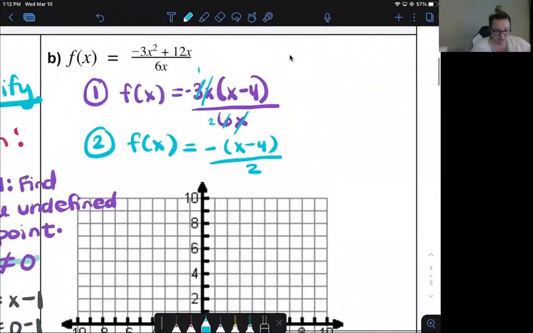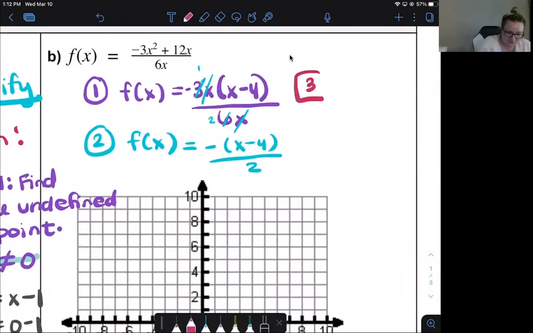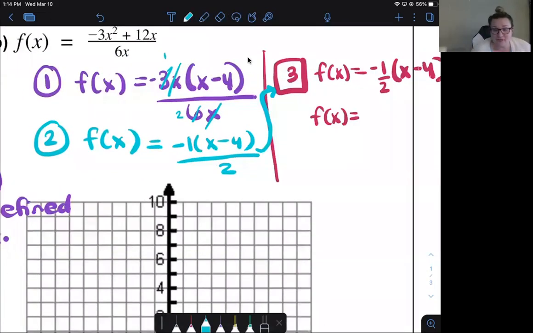So what we can do from here, when we get to our third step, which is to graph, is rewrite this. This is technically -1/2 times (x minus 4). We can rewrite that as f of x equals -1/2 times (x minus 4). Sorry, my puppy saw someone out on the street and had to bark at them. So here we are. This is the same thing as this.